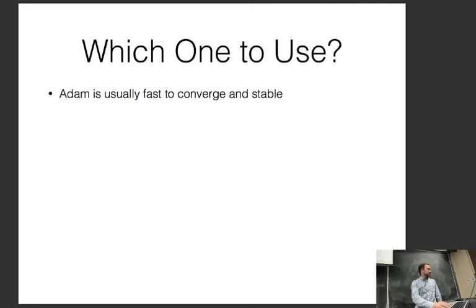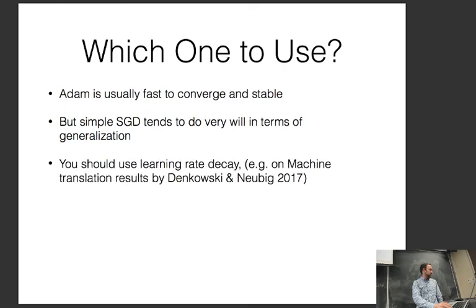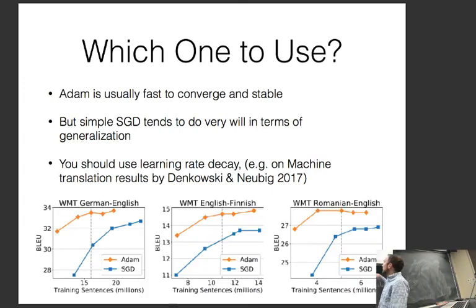Yeah, so which one to use? Adam is usually fast to converge and stable. SGD tends to do well in terms of generalization. You should definitely use learning rate decay. This is a paper by me and Michael Denkowski at Amazon. We tried this for machine translation tasks, and Adam with learning rate decay seems to work pretty well. But other people have other conclusions.